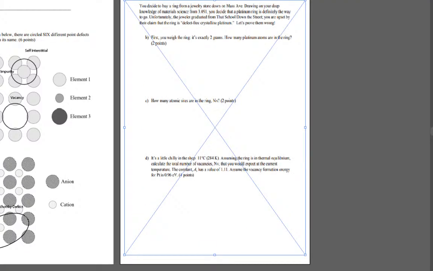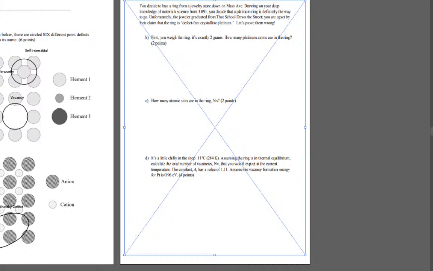You decide to buy a ring from a jewelry store down on Mass Ave. Drawing on your deep knowledge of material science from 3.091, you decide that a platinum ring is definitely the way to go. Unfortunately, the jeweler graduated from that school down the street. You are upset by their claim that the ring is defect-free crystalline platinum. Let's prove them wrong. Okay, first, you weigh the ring. It's exactly 2 grams. How many platinum atoms are in the ring?